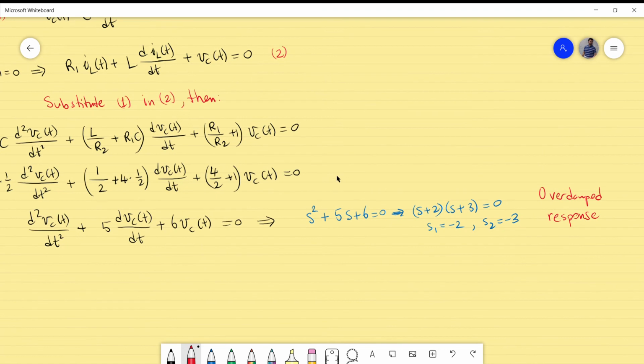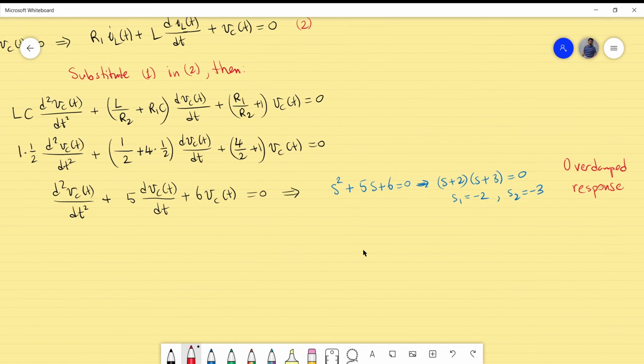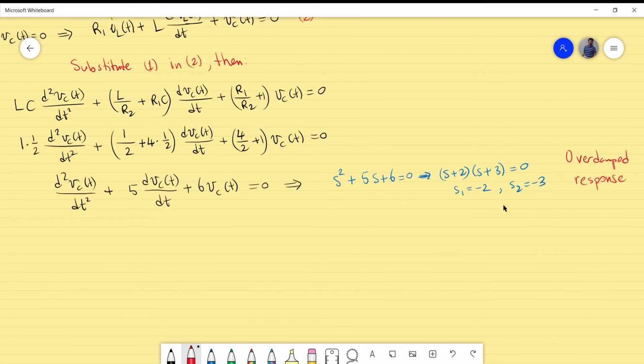The general expression for the natural response formula will be given now. Because we have two distinct roots, the natural response for the capacitor will have the general form A1 times e to the power S1t plus A2 e to the power S2t. And we already have the two unknowns here, so the natural response will be A1 e to the power minus 2t plus A2 e to the power minus 3t.